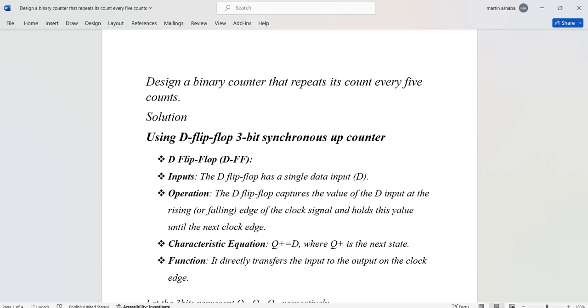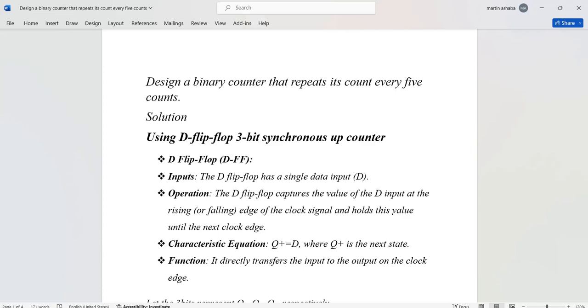So now what is a flip-flop? A flip-flop is actually a latch that has a clock as an input. In other words, the differences between a flip-flop and a latch are that a latch is asynchronous, while a flip-flop is synchronous. Another thing is that a latch does not have a clock input, whereas a flip-flop has a clock input.